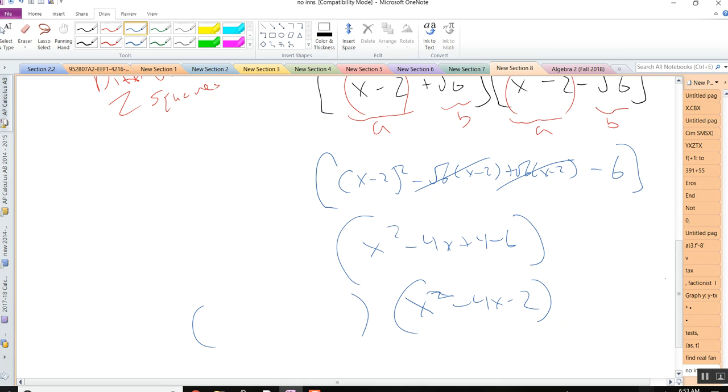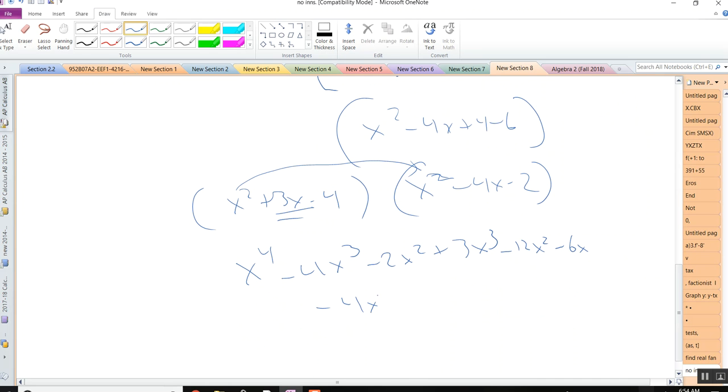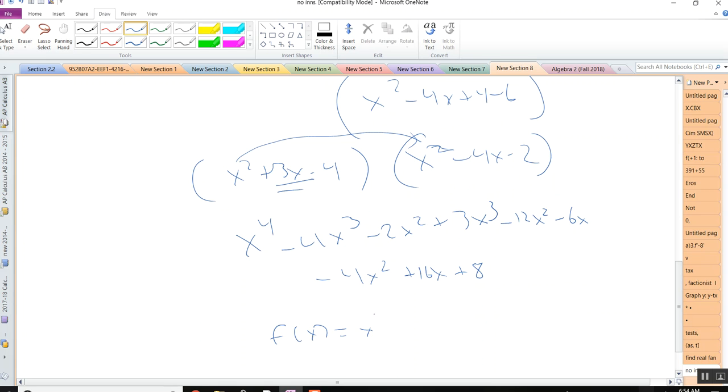And remember what we had earlier as well: x squared plus 3x minus 4. Then you just kind of FOIL. Well, not really FOIL, because it's many terms, but x to the 4th minus 4x cubed minus 2x squared. We'll just go through the motions. Plus 3x cubed minus 12x squared minus 6x. Notice I'm now working on the 3x. Then finally I got to work the -4: -4x squared plus 16x plus 8. So final answer, our function is going to be x to the 4th minus x cubed minus 18x squared plus 10x plus 8.